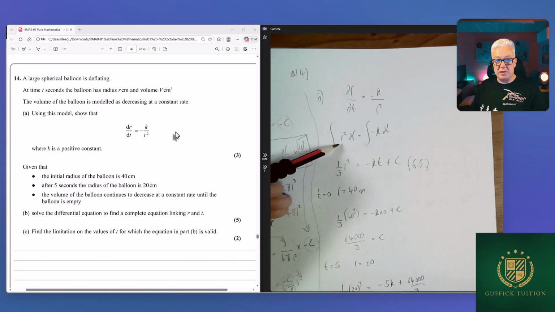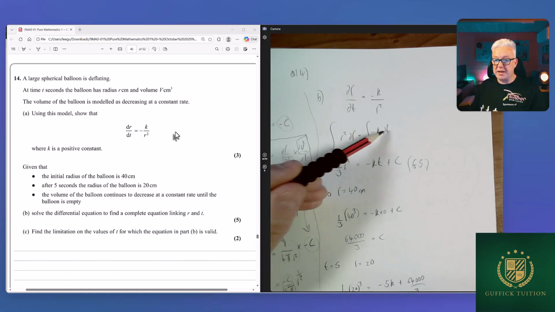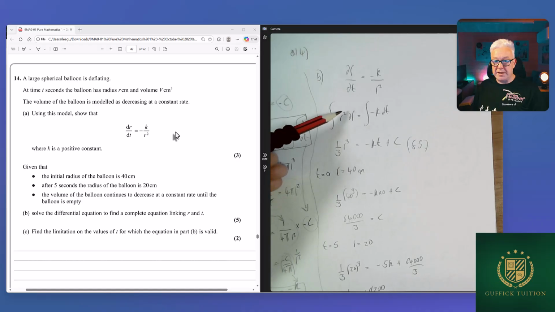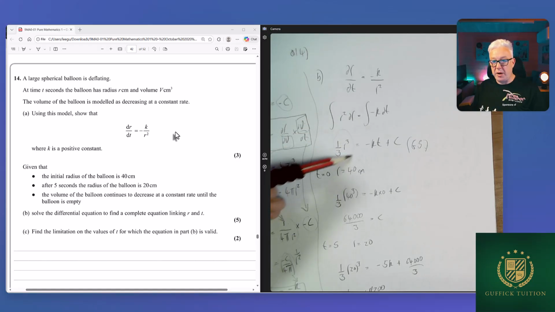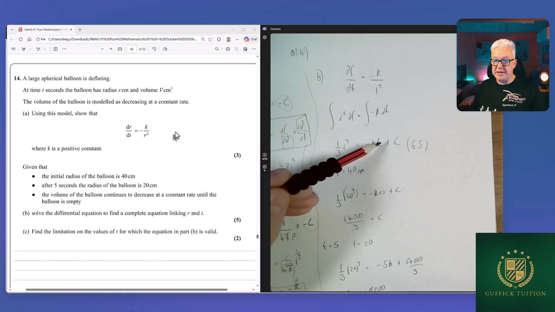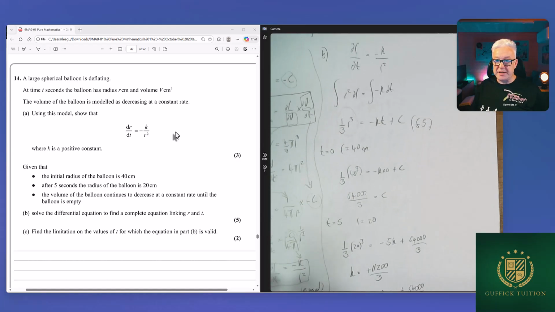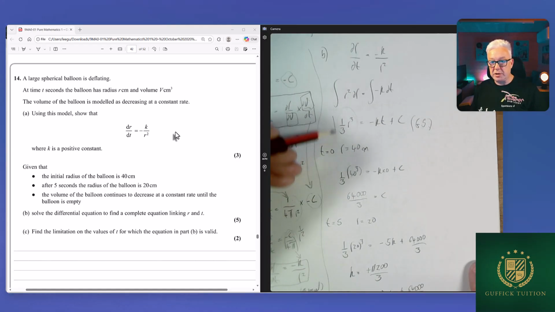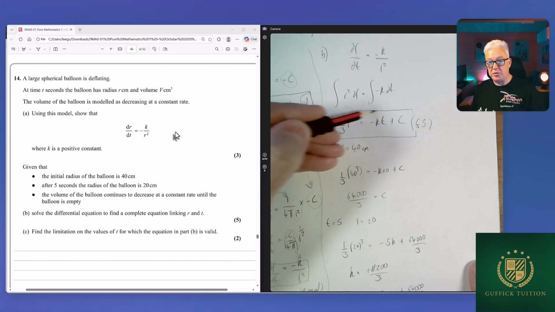So therefore the integral of r squared dr is going to be equal to the integral of minus k dt. So we raise the power by 1 and divide by the new power, and then integrating this with respect to t is going to give us minus kt add c. So that's what we would call our general solution. I put GS for general solution.